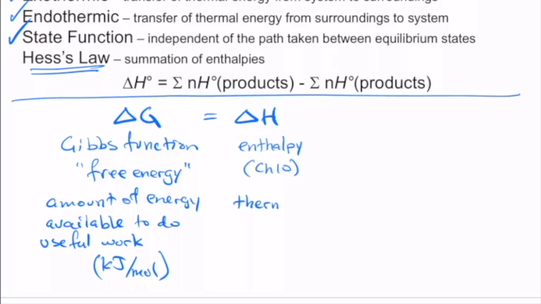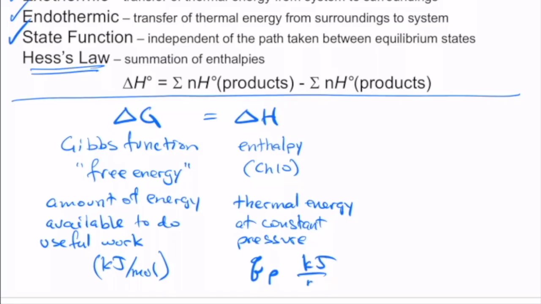And just to remind you, the delta H, the enthalpy, that's just the thermal energy at a constant pressure, that we could also write as Q of the reaction at a constant pressure. That's also measured in kilojoules per mole. And then we're going to introduce a new concept also in this chapter, that of entropy and also temperature, but temperature is not a new concept to you.